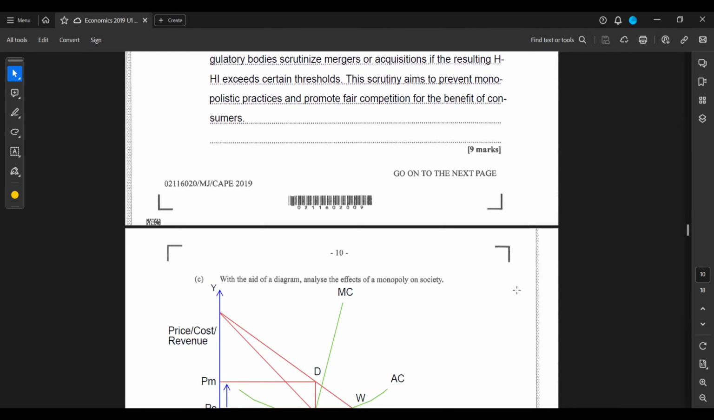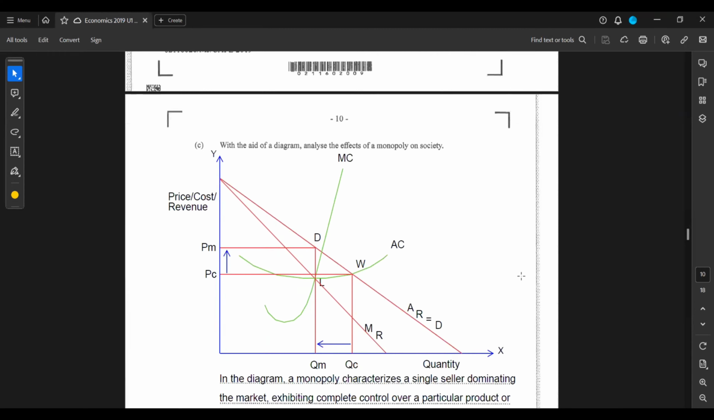And part C, with the aid of a diagram, analyze the effects of a monopoly on society. On the y-axis, we have price, costs, or the revenue curve, if you want to call it like that. And then we have on the x-axis, the quantity. We see that the firm's demand curve is downward sloping, which is also the AR curve, the average revenue. And then we have a steeper curve, the marginal revenue. We also have the AC curve and the MC curve. I mean that the marginal cost curve always cuts the AC curve at its minimum.